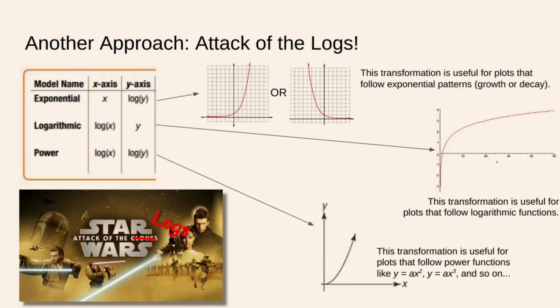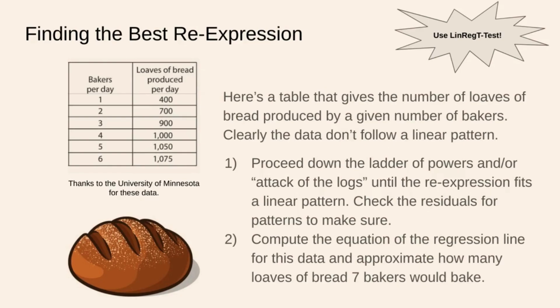So now we're going to apply each of these attacks, if you will, on a set of data and see what happens. We're going to find the best re-expression for this set of data from the University of Minnesota. Here is a table that gives the number of loaves of bread produced by the given number of bakers. Clearly, the data don't follow a linear pattern.